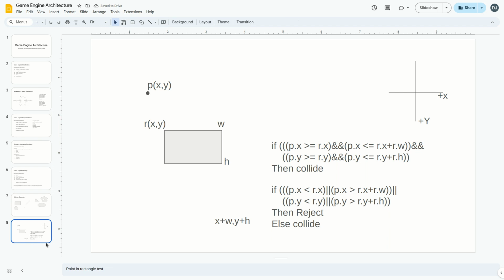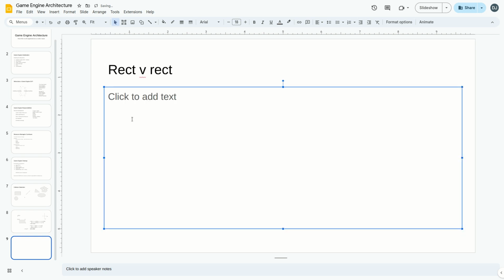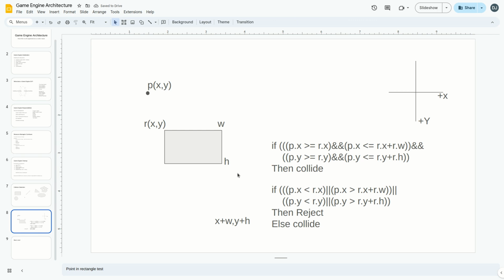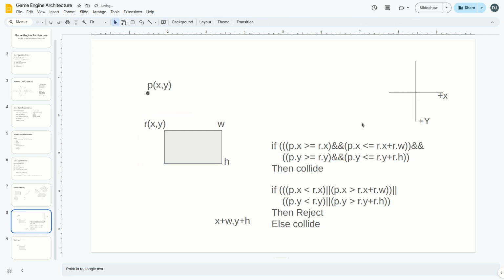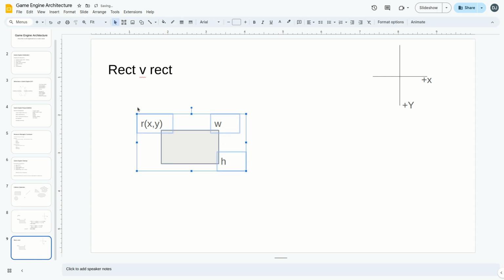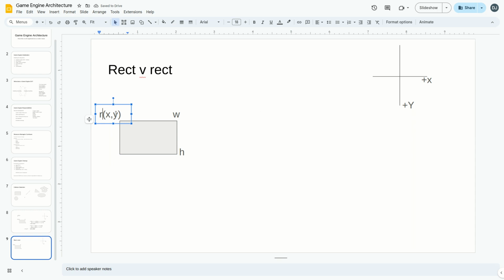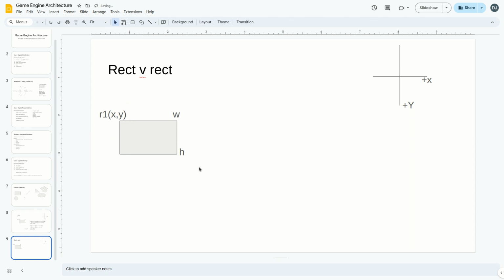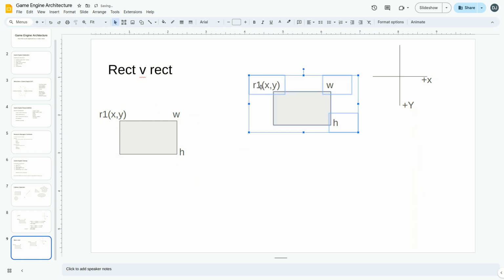Let's expand this further now, and let's do the rect vs rect test. I'm going to grab, once again, our rectangle. I'm going to keep this as a reference. All right, I'm going to rename this one R1, and I'm going to make another one, and we're going to have an R2.